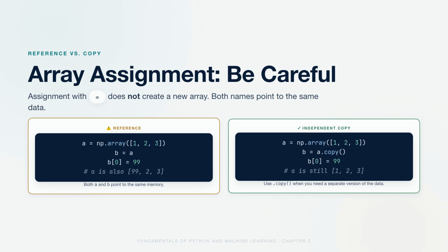To create an actual independent copy, we should use the copy command. This matters because when working with data, we do not want to accidentally change the original dataset. A good habit is to use the copy command when we intentionally want a separate version of our data.